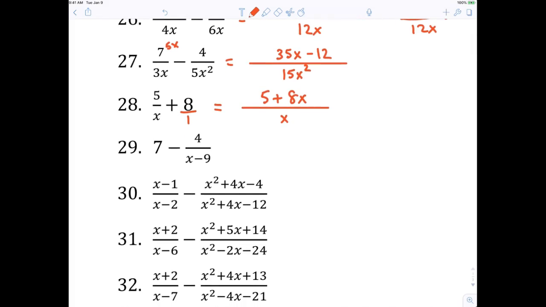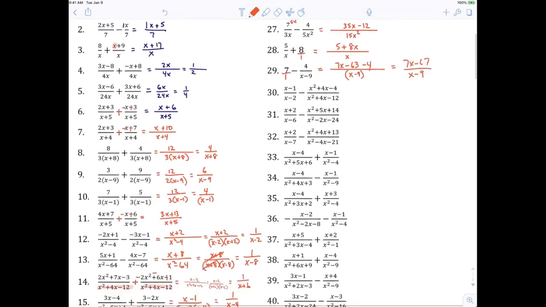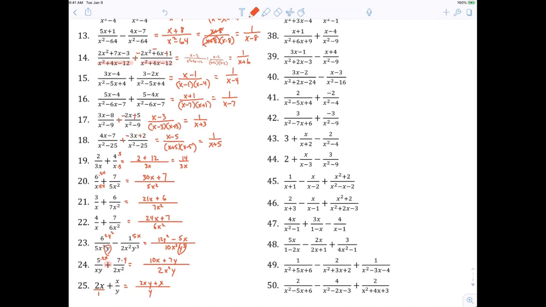Common denominator in 29. Now this is the first time we've had a quantity. X minus 9 is the common denominator. So what do I have to multiply 7 by? X minus 9. So that would be 7x minus 63. Everybody good with this? So your final answer is what? 7x minus 67 over x minus 9. Beautiful. Now the other ones look hard, but they are easy. I promise you, very simple, if you know how to add and subtract fractions.